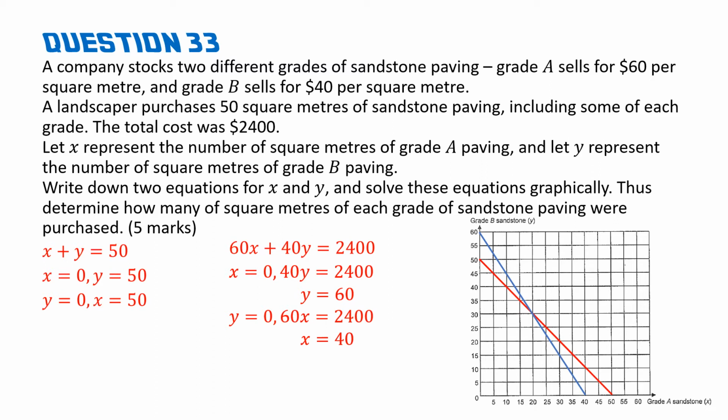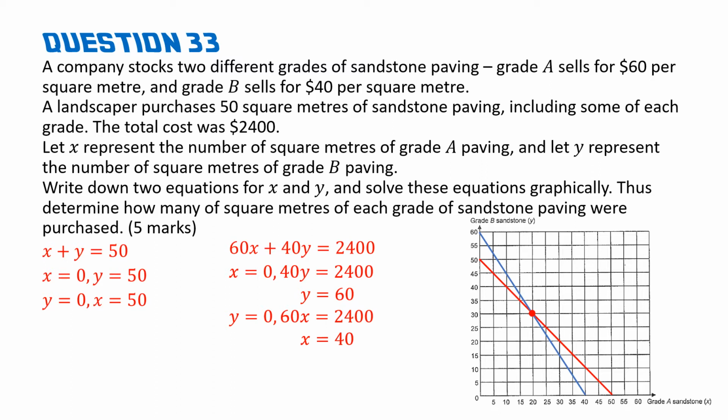So where does our red line and blue line meet? Well, that's that big red circle right there in the middle. That's our graphical solution, because that's the one point where both of those two equations work: x plus y will equal 50 and 60x plus 40y will equal 2,400.